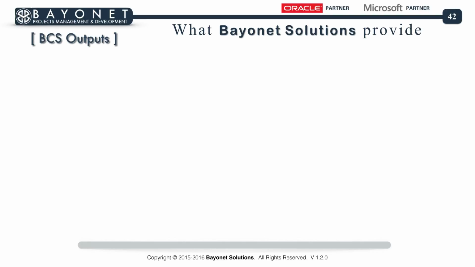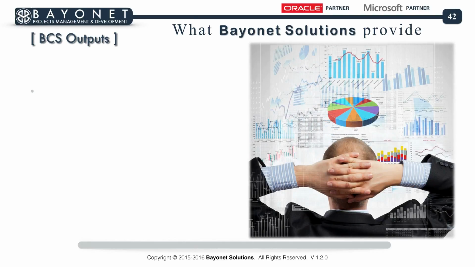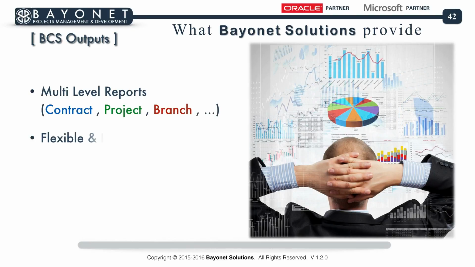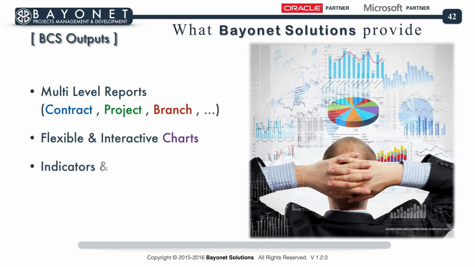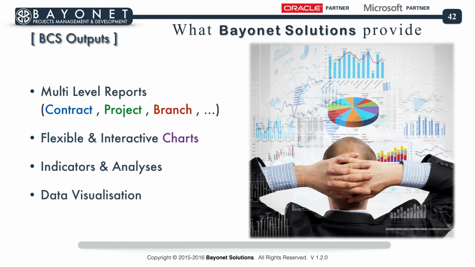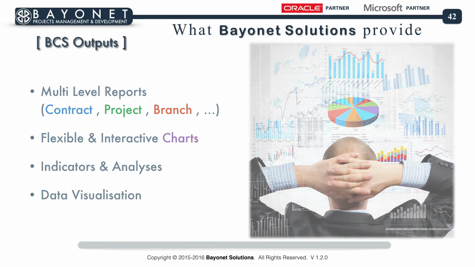BCS outputs for client. Bayonet provides you multi-level reports: contract level, project level, branch level, with flexible and interactive charts.